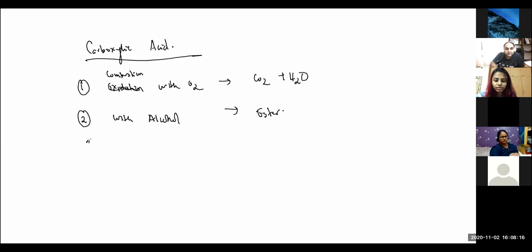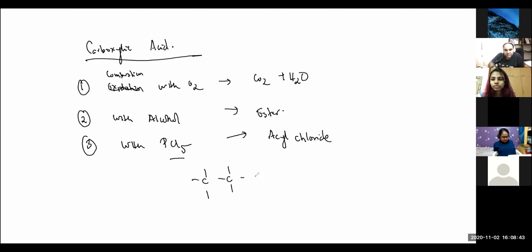And third, with PCl5. This comes up sometimes for you, so let's study this this time. So carboxylic acid can react with PCl5 to give us acyl chloride. Basically it's nothing much: CH3 CH2 C double bond OH reacts with PCl5. You know what's going to happen. The OH is going to go away and it converts to CH3 CH2 C double bond OCl.